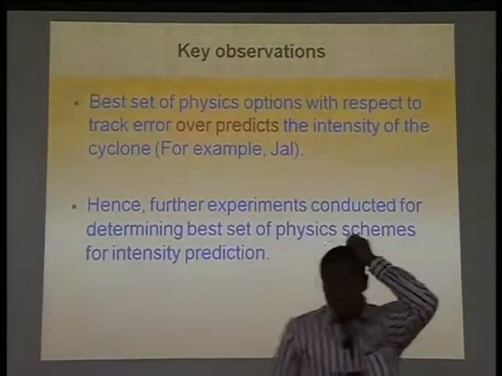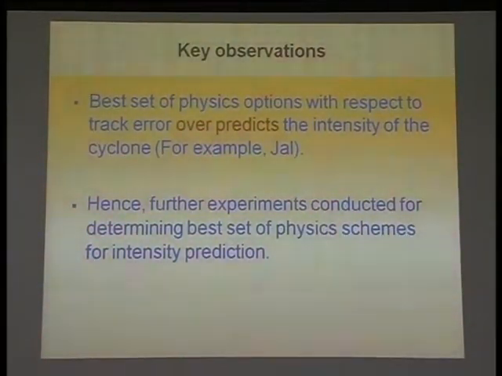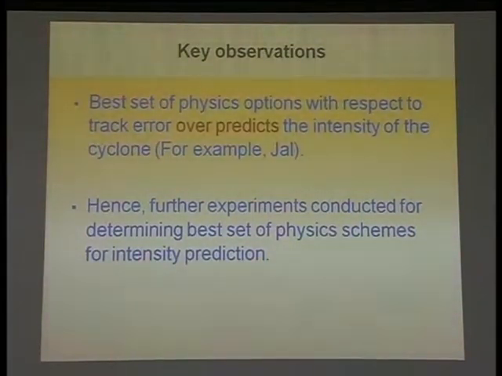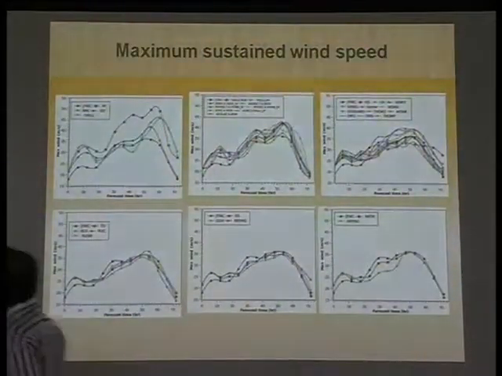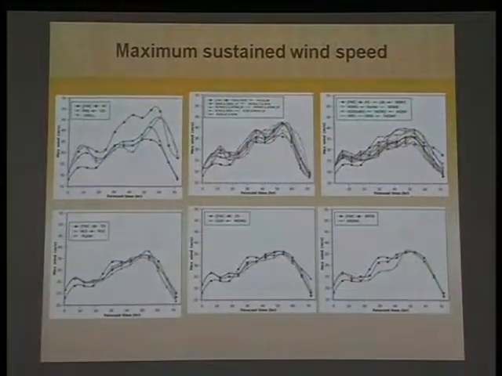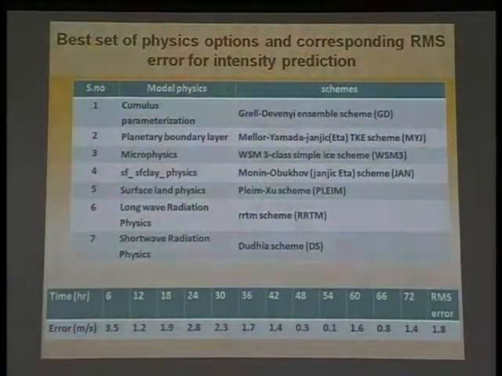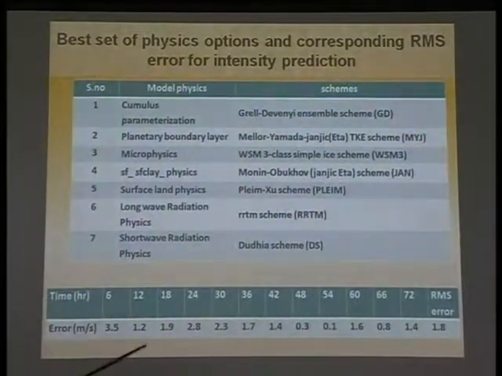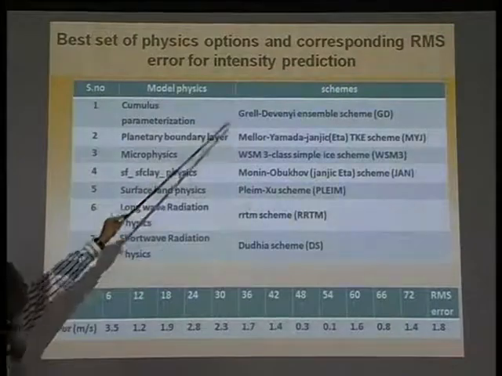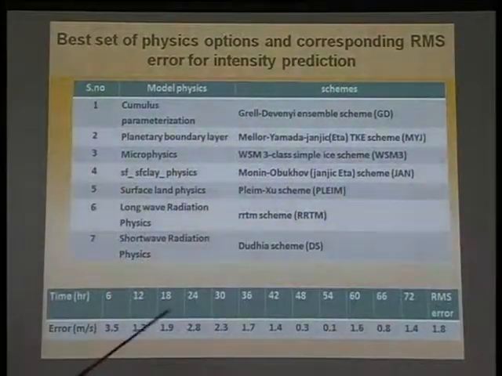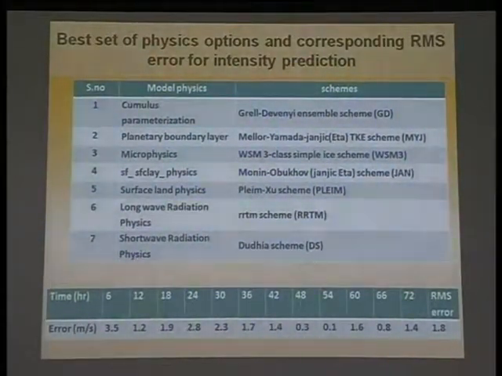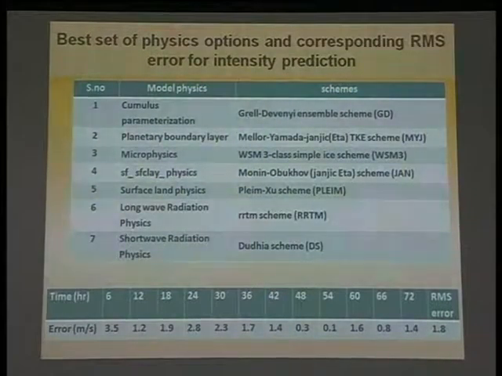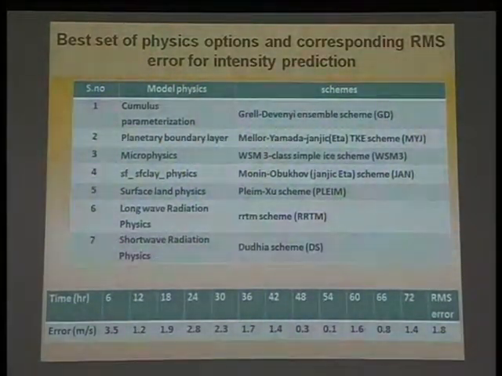The key observation from this numerical experiment, or parametric study, is that the best set of physics options with respect to track error over-predicts the intensity of the cyclone, for example Gel. Hence, further experiments were conducted to determine the best set of physics options for intensity prediction. So we looked at maximum wind speed, and the best set of physics options for intensity prediction is this. These are the various options which we finally zeroed in on, and you can see that the RMS error is about 1.8 meters per second. That is the maximum error in the RMS error of the maximum sustained wind speed in the cyclone.